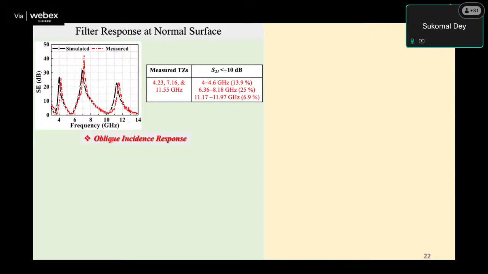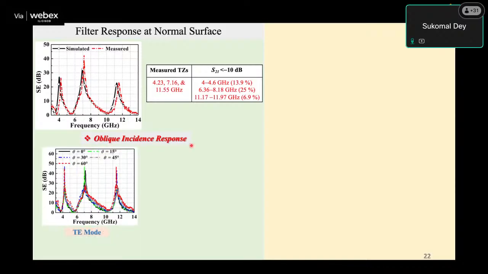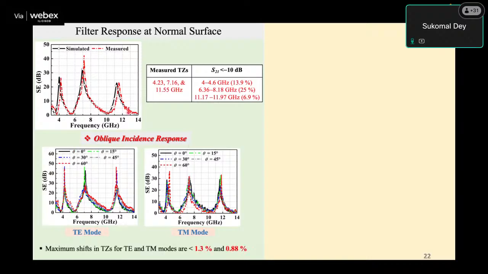This is the normal incidence response, and this is the oblique incidence, where you can see this structure can support experimentally up to 60 degrees. What you are looking at on the y-axis, SE, is called shielding effectiveness. We have to see that shielding effectiveness should be maximum in dB at your desired transmission zeros, right? 4, 7, and 11, wherever you are getting them.